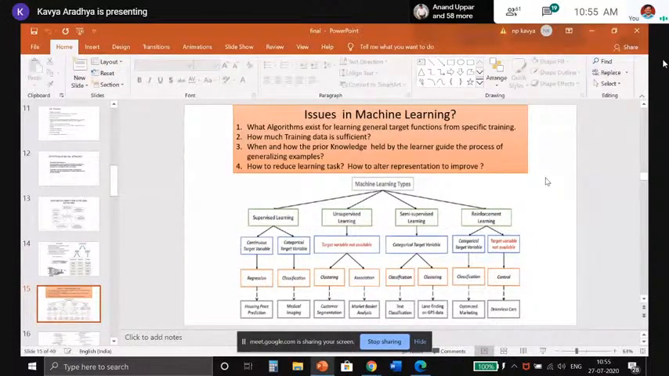And then how do you reduce the learning task? The learning task should be simple and easily analyzed. You should be able to give a simple mathematical model representation for that, and that should have scope for improvement. As I go on adding new data, that should get trained again and converted into the result. So how do you give that cognitive representation and reduce your learning task there?